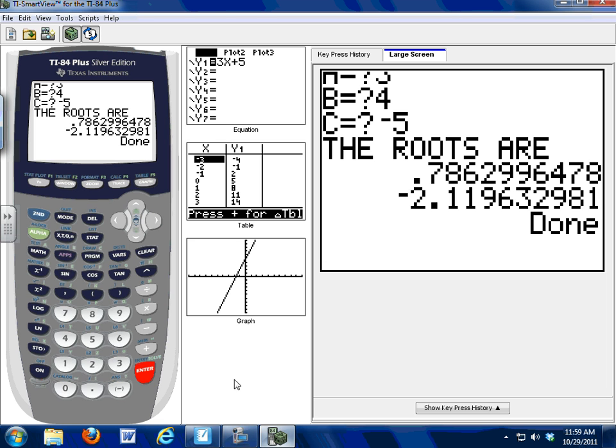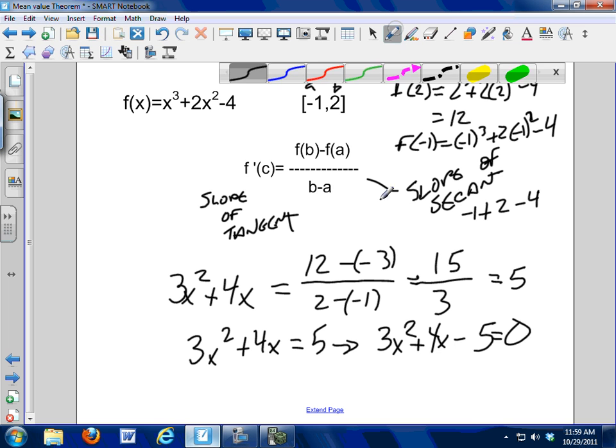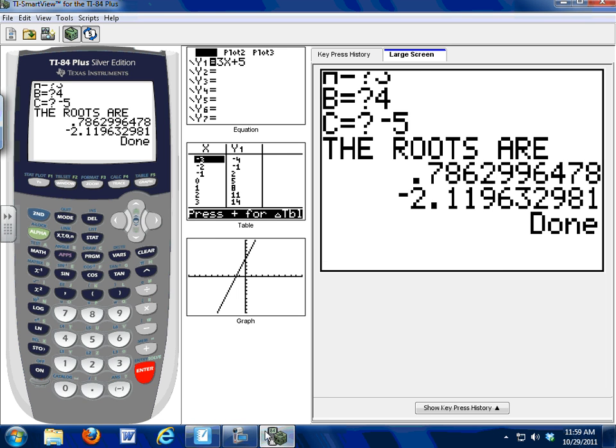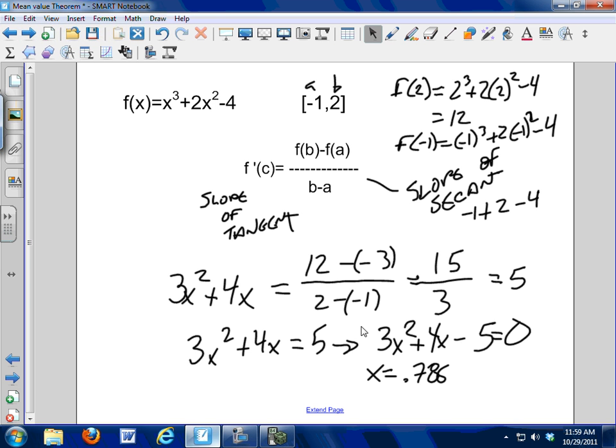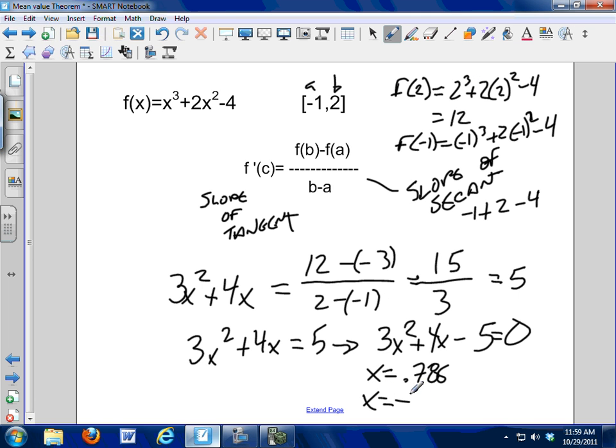0.786 and negative 2.119. So that happens. x equals 0.786. And x equals, what was the other number? There we go, negative 2.119. x equals negative 2.119. Okay?